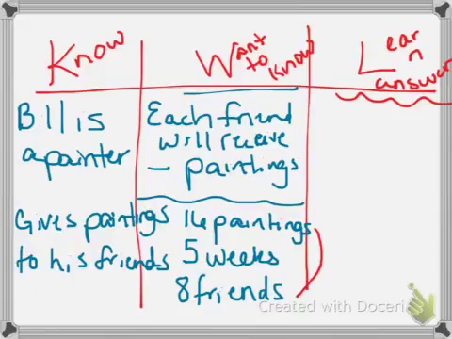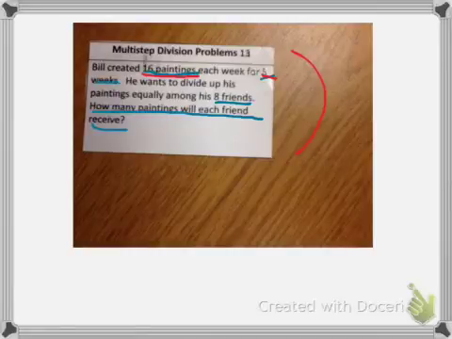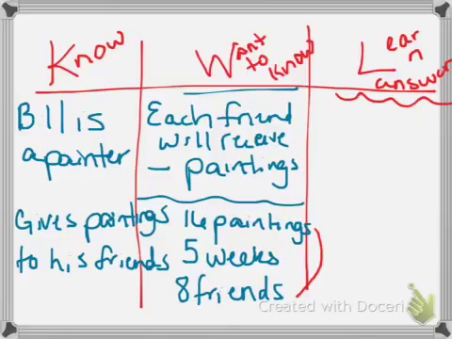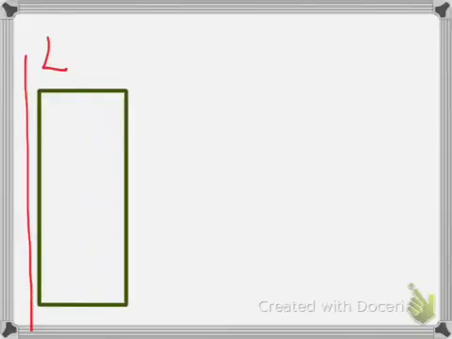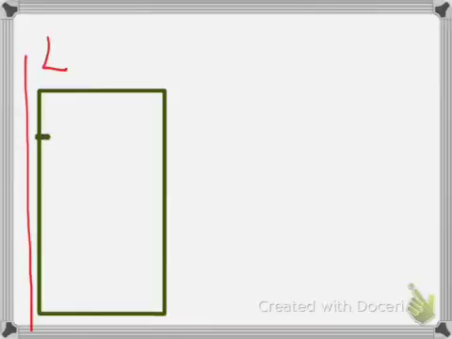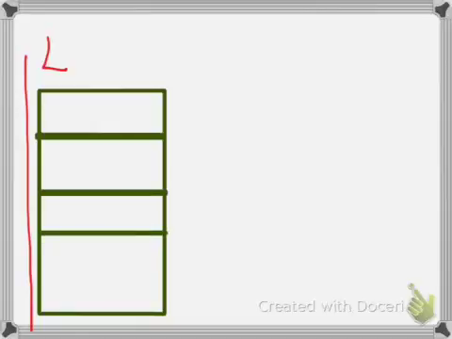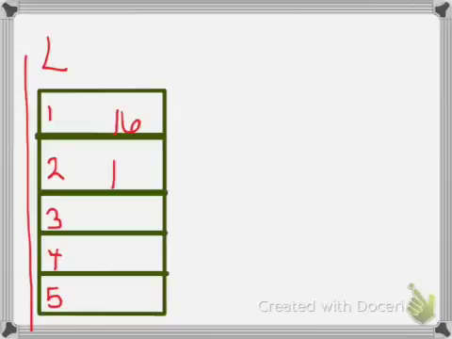The first sentence says Bill created 16 paintings each week for 5 weeks. So I'm going to make a chart to help me visualize it. I have week 1, 2, 3, 4, and 5. And then I know that he has 16 paintings each week in that amount of time.